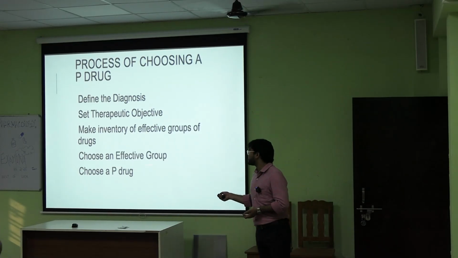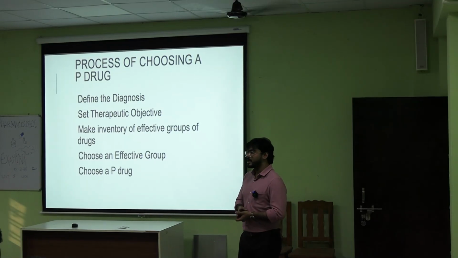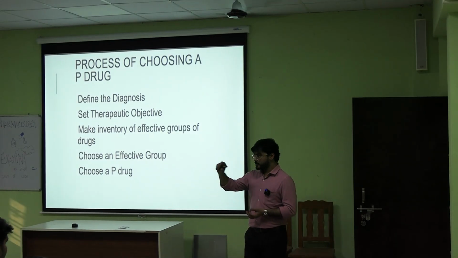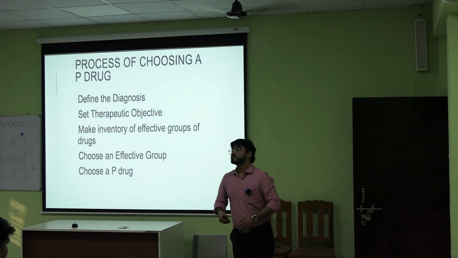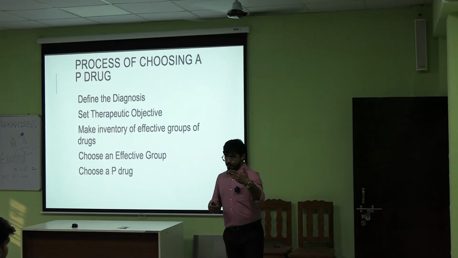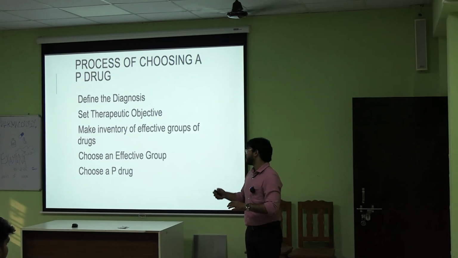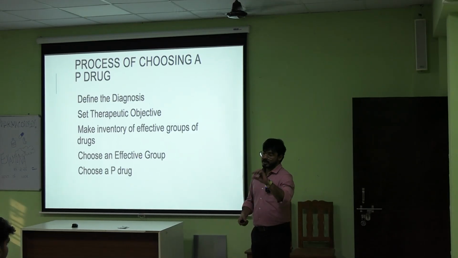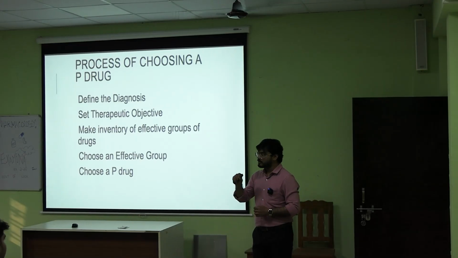Now choose an effective group. Now what's the effective group? Now at the beginning I have said, let's say the example of ceftriaxone, right? The cephalosporin group. There are 5 classes I have told. So let's say you have chosen class 2 and class 3. So this will be your group, cephalosporin group, and the class. Now choose a P drug. Among the 2 classes, we'll choose a single drug which will be your P drug, personal drug.